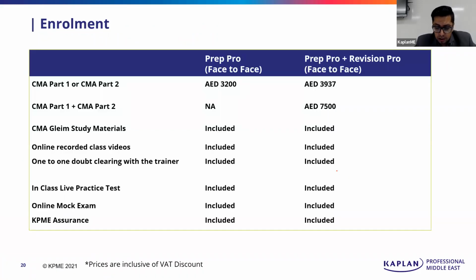And what is the Kaplan fees? Kaplan fees is for the preparation course and the revision course. The total fees that you have to pay per part is 3,937. If you purchase both the parts, there is a slight discount. Both the parts can be purchased as a combo for 7,500.